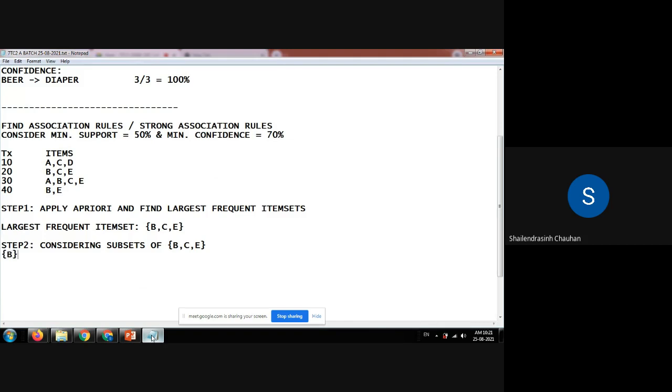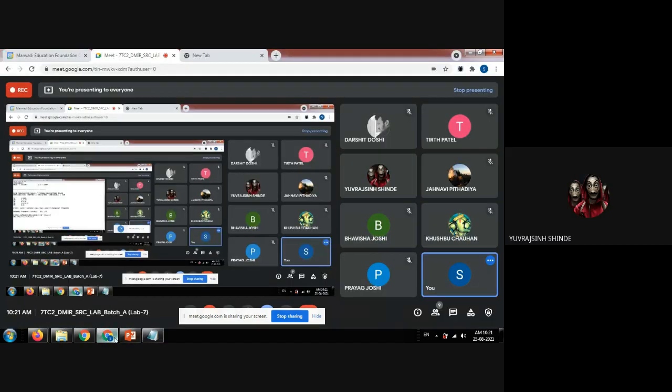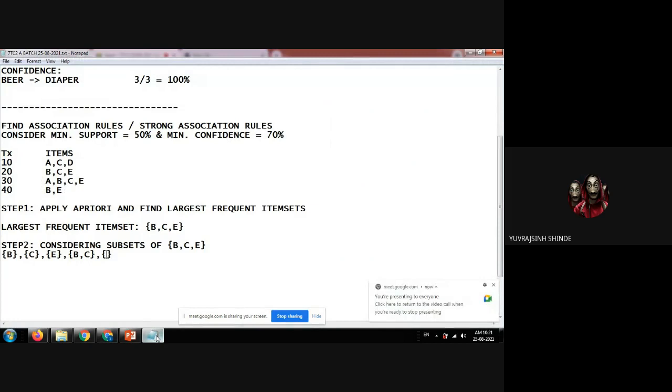Except null: B, E, BC, then BE and C. These are the subsets except null. And now, based on these subsets, we are going to create all possible association rules. That is step number 3.